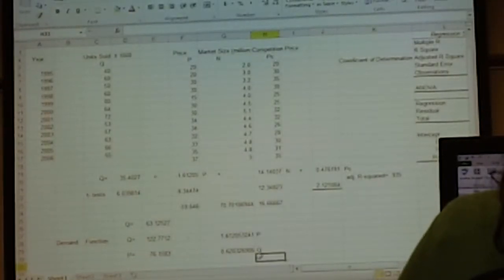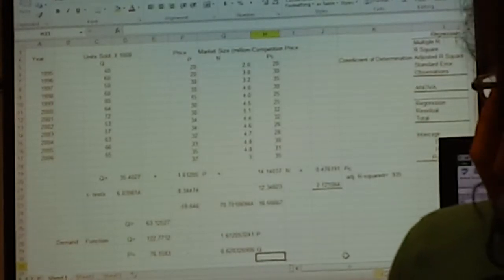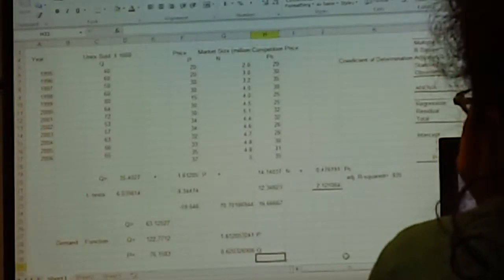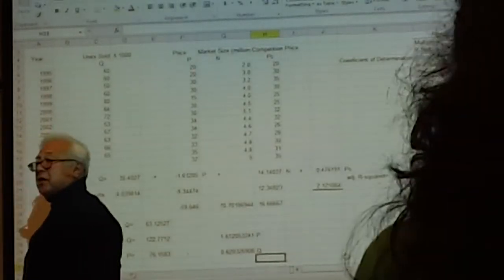Can you show how we get P separated? Can you just click on the 76 to show where you got that from? Let me just show you algebraically, then I'll click on it. We have Q equals 122.7712 minus 1.61205 3241P. Now we want to solve this for P in terms of Q.